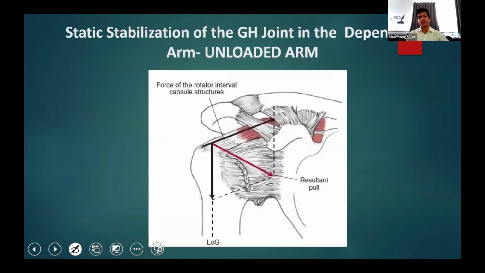Now we have static stabilization when the arm is unloaded. So when the arm is unloaded, that is when you are putting the hand by your side, we are not doing any movements or carrying any weights, we have two force factors. One is the forces generated by the rotator cuff interval capsule. Like I said, 3 structures make up the rotator interval capsule. And then there is a line of gravity which pulls the head of humerus down. So the resultant pull comes here, which maintains the head of humerus in the glenoid cavity and does not allow it to subluxate inferiorly. So the forces by the interval capsule of the rotator cuff create a force that helps the head of humerus to be maintained in the glenoid cavity.